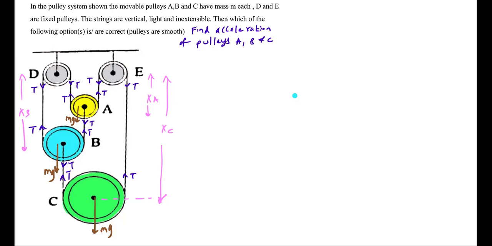So we'll write down the constraint equation. I'll start from this particular string. What is the length of this particular string? It will be xc. This length of string will be xc. This length will be xc minus xb.